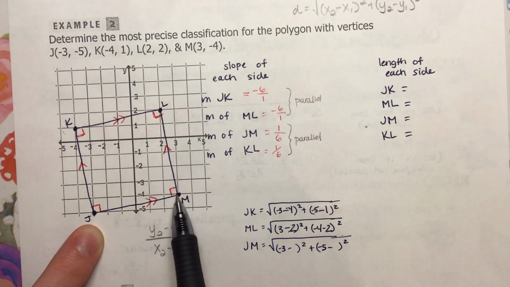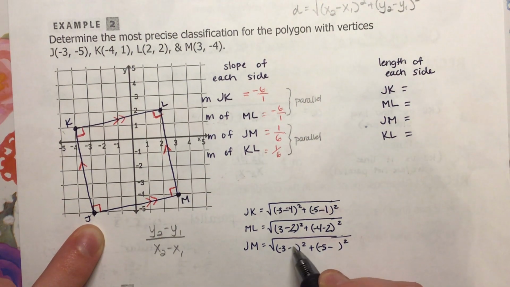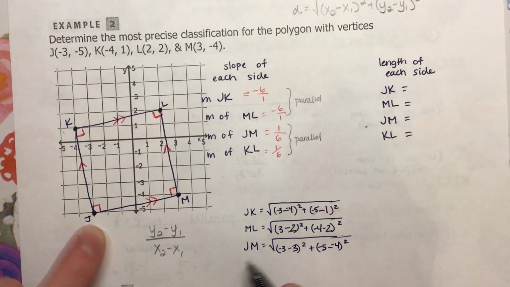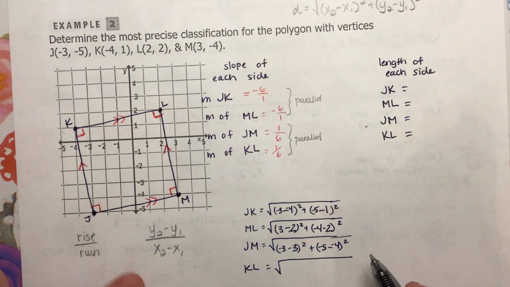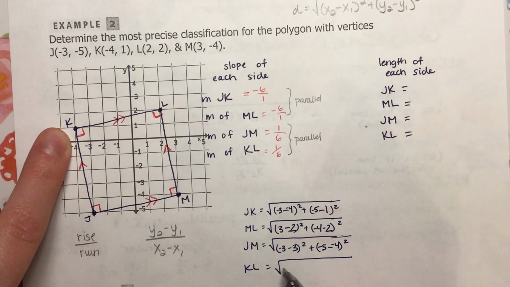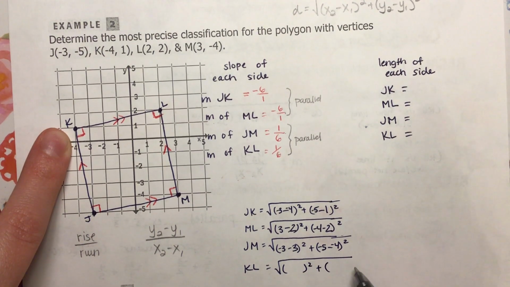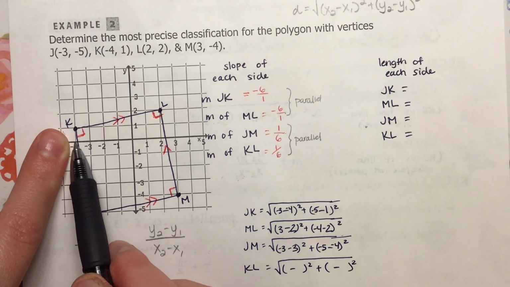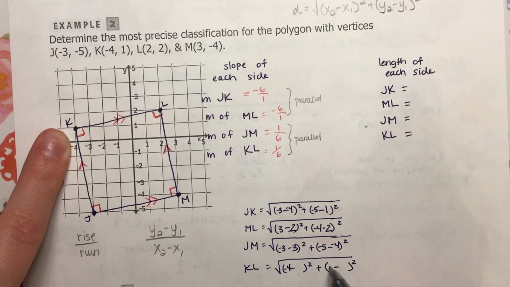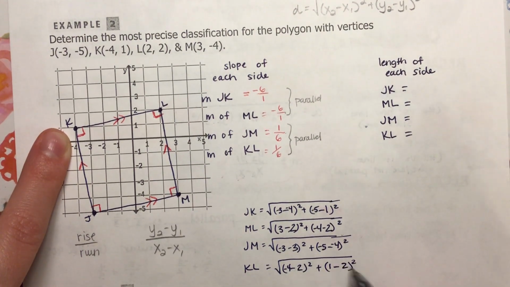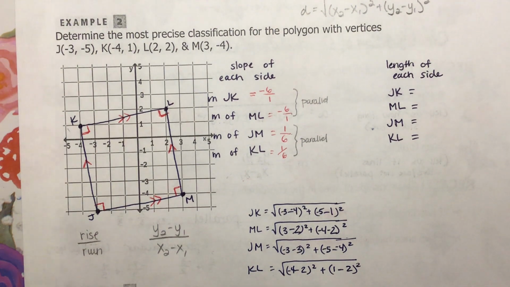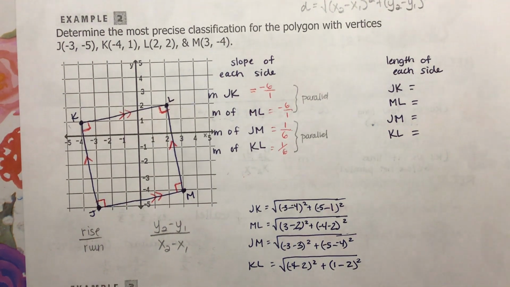And then M is at 3, -4. Almost done. Now we're doing KL. KL is equal to -4, 1, and 2, 2. Alrighty. We got everything plugged in. Now we can start simplifying.